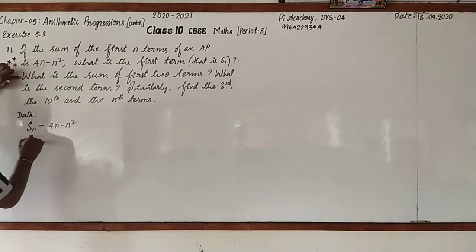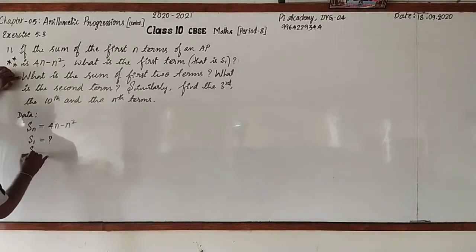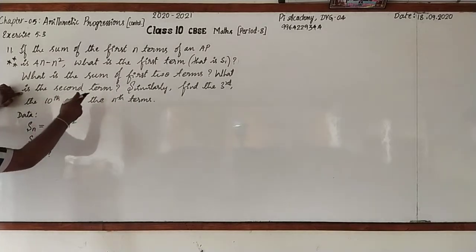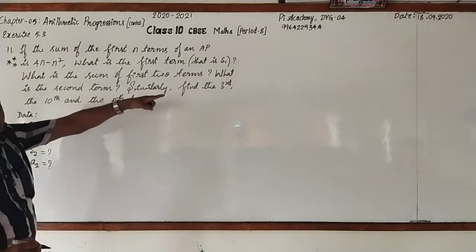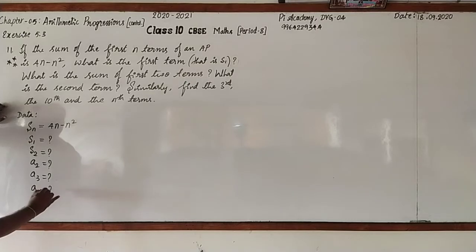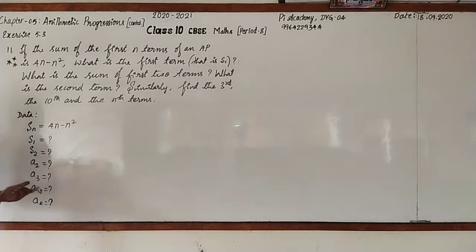What is the first term? That is S1. What is the sum of first two terms? It is S2. If it is the sum of first three terms, S3 and so on. What is the second term? How do you write the second term? It is a2. Similarly, find the third term. Third term is a3. 10th term, a10. And nth term, it is an. Hope that you have understood. Now let us go for finding one by one.